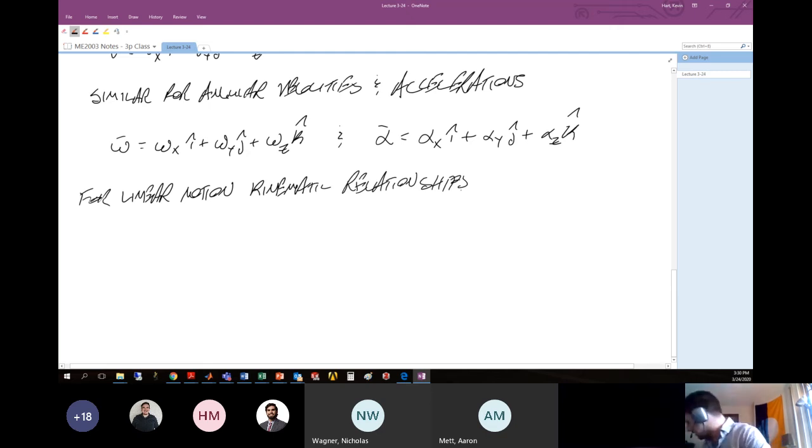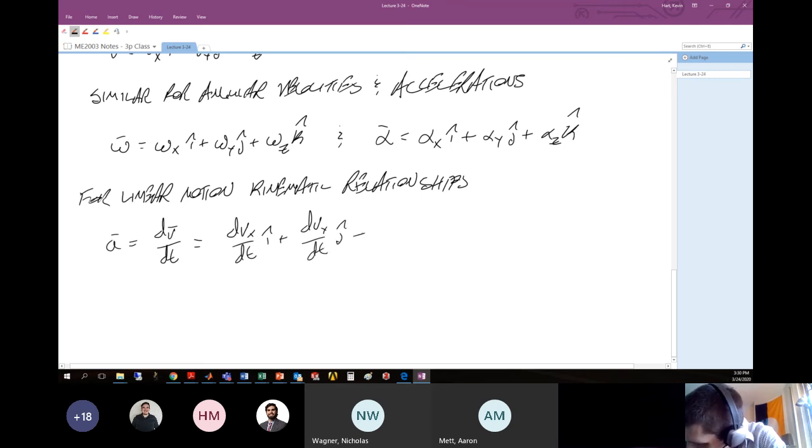That might look something like this. The acceleration, we know, is the derivative of the velocity. So the acceleration a is dv/dt. Or if you wanted to write this in individual components, you might see something like dvx/dt i hat plus dvy/dt j hat plus dvz/dt k hat.